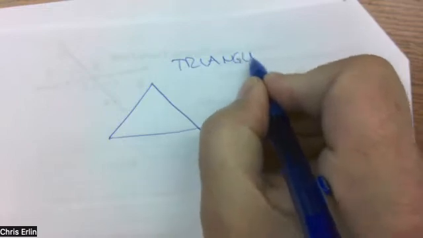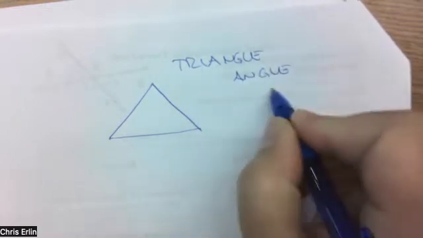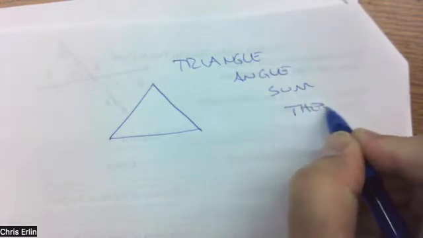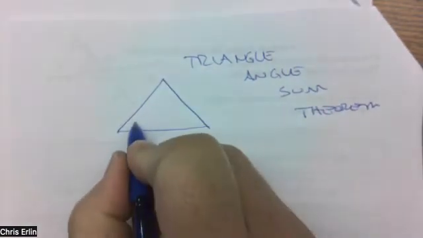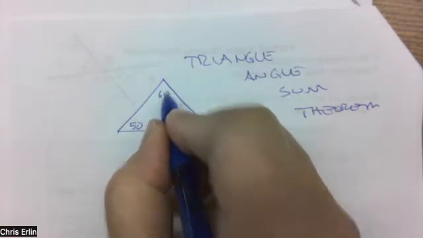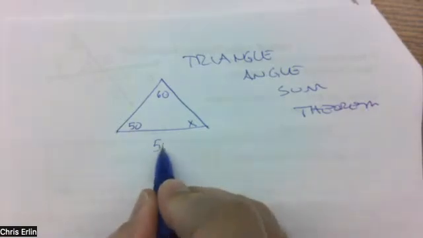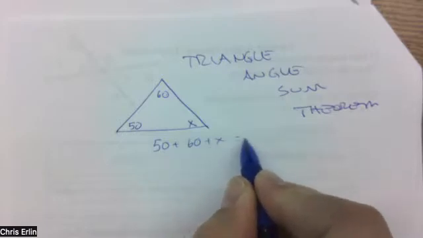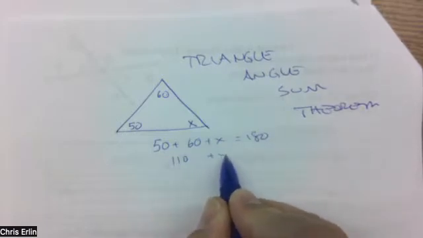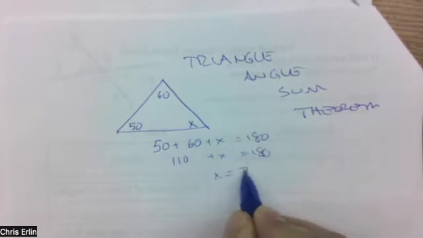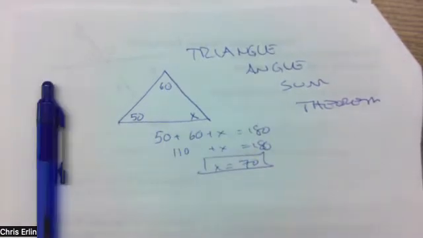So last class, on your homework after the test, you worked with the triangle angle sum theorem. What it said basically is that if you've got something like 50 and 60 degrees as two of the angles, how could you find the third? It adds up to 180. Yeah, you could say 50 plus 60 plus x equals 180. 110 plus x equals 180. X equals 70. But wait a minute.